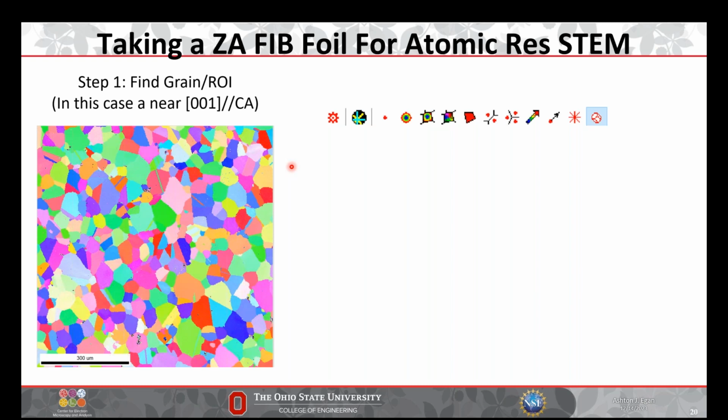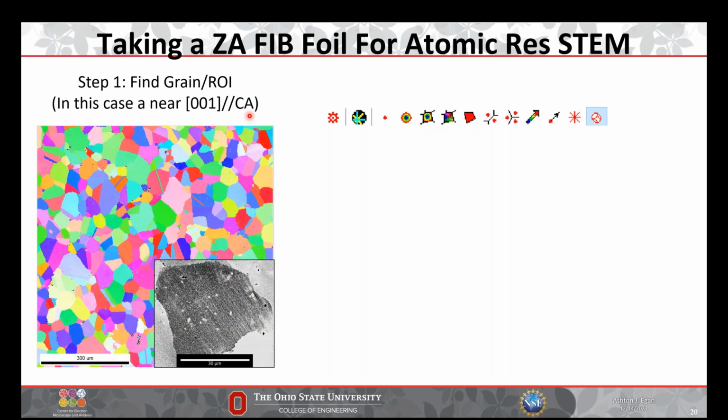So, okay, how do I now take this foil for atomic res STEM? The first thing to do is you find a grain you're interested in, or the region of interest that you looked at in ECCI. And in this case, it's a near 001 oriented grain relative to the compression axis. So these red ones, basically. And specifically, we want to look at this grain that we had in an ECCI condition.